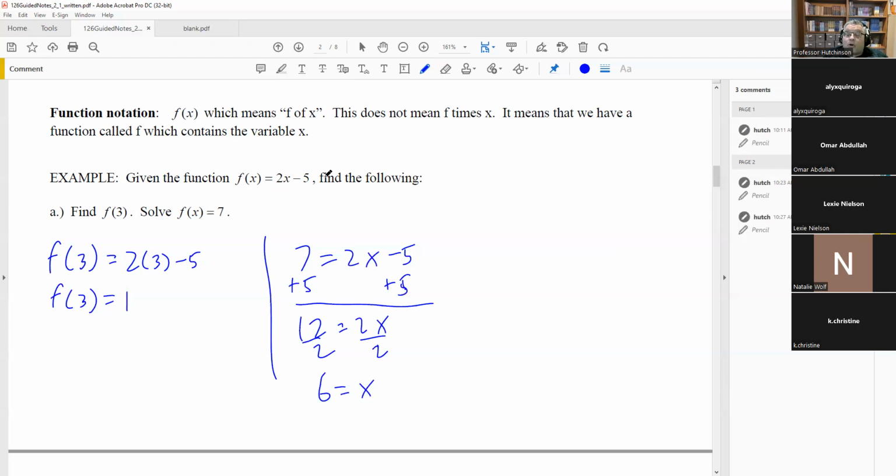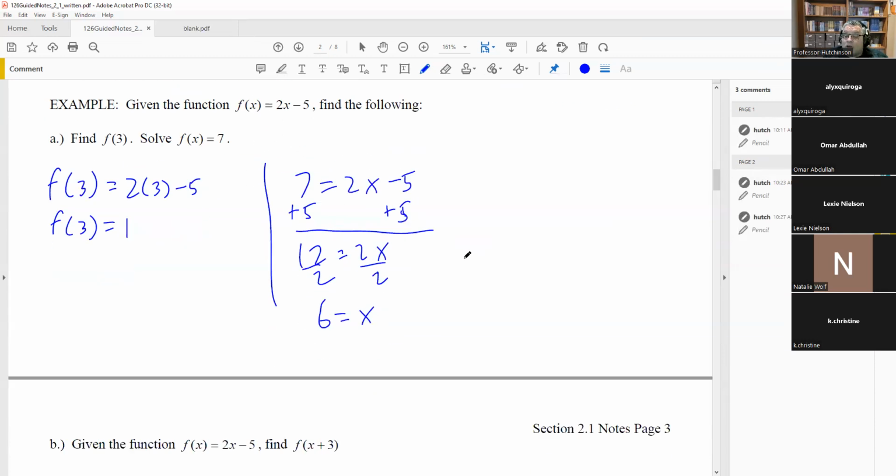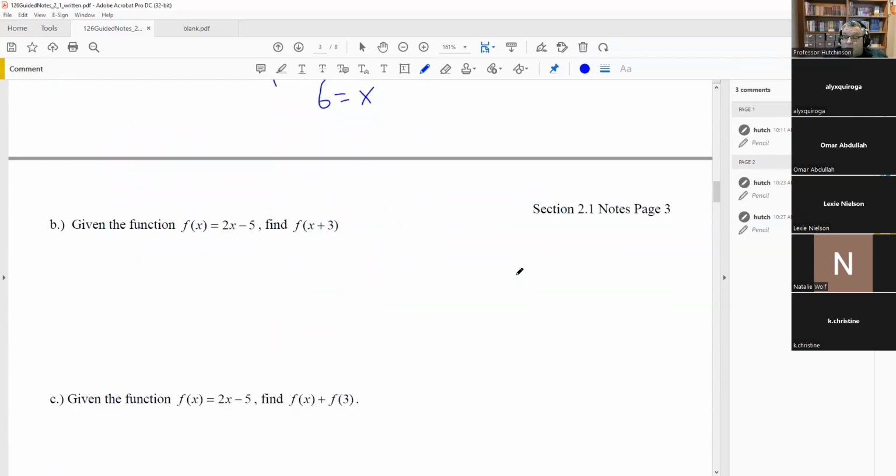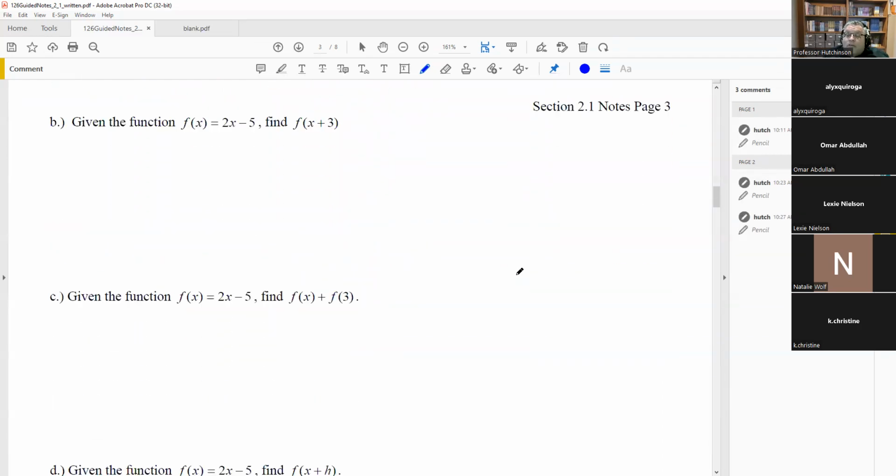Now we're going to answer a couple more questions, still using the same f of x. It says now, given the function f of x equals 2x minus 5, the same one we had before, now it's asking you to find f of x plus 3. This time, we're not going to be able to get a numerical answer for that one because we have an x that's still left inside the parentheses here. However, the process is still the same from the problem we did before where we wanted to find f of 3.